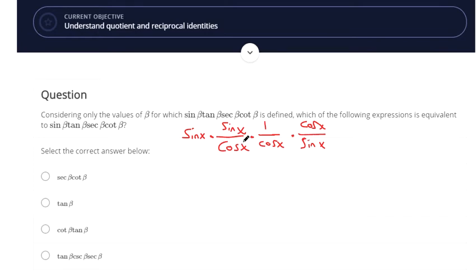So now that we have that, look, there's a bunch of cross-canceling that can happen. These cross-cancel, these cross-cancel. We're left with a sine of x in the numerator and a cosine of x in the denominator. But we said at the beginning, that's just tangent. So our whole thing simplifies to be tangent.